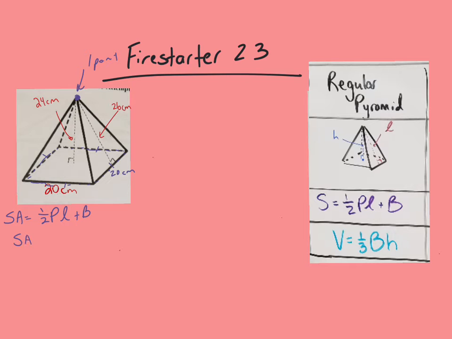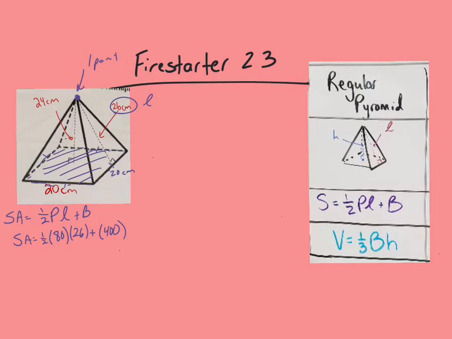So my surface area is going to be 1/2 times the perimeter, which is 80, times the slant length. This is the slant length, so make sure you use the correct thing. That's 26, plus the area of the base, which is 400 because the inside is 20 times 20. Remember, surface area is like wrapping paper. That's the coverage. So I have 1/2 of 80 times 26 plus 400.